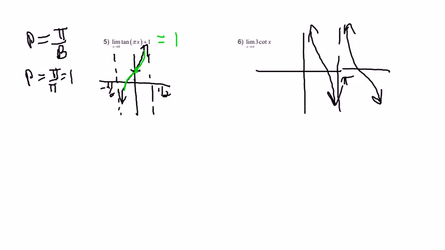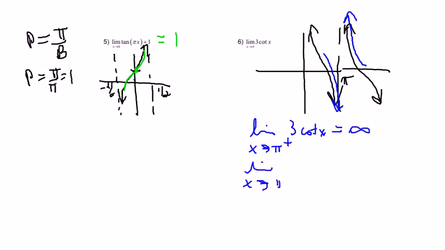So I'm headed to pi. Coming from the right, I'm headed to infinity. Coming from the left, I'm headed to negative infinity. So the limit as x goes to pi from the right of 3 cotangent x equals infinity. The limit as x goes to pi from the left of 3 cotangent x equals negative infinity.